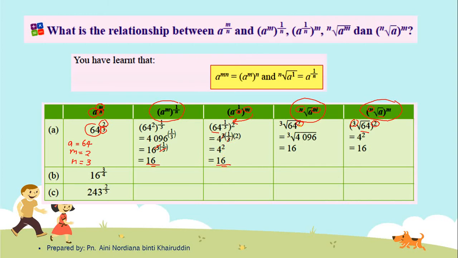So 64 square is 4096. So square root of 4096 is 16. And this one, cube root of 64 is 4. Then square, so 4 square is 16. All give the same value because this is the same index but in different form. So we have all 5 forms here. So same goes to B and C.